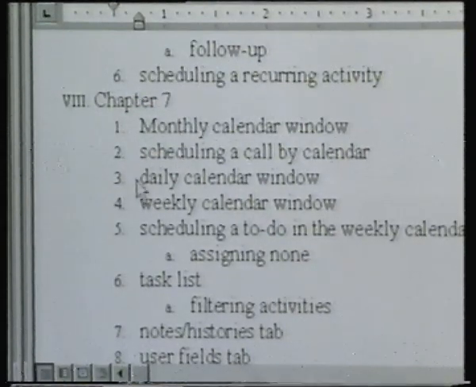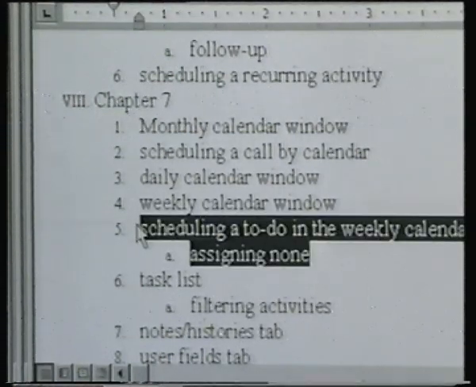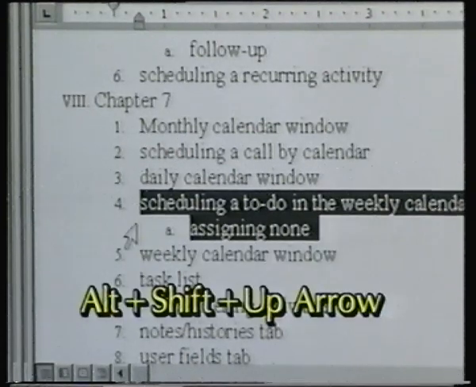We want to move item 5, scheduling a to-do in the weekly calendar window, and its subcategory, assigning none, up to replace number 4. We click after the subcategory assigning none, then hold down the Shift key and click in front of item 5 to select the entire item. Now we press the combination Alt, Shift, and the up arrow key.